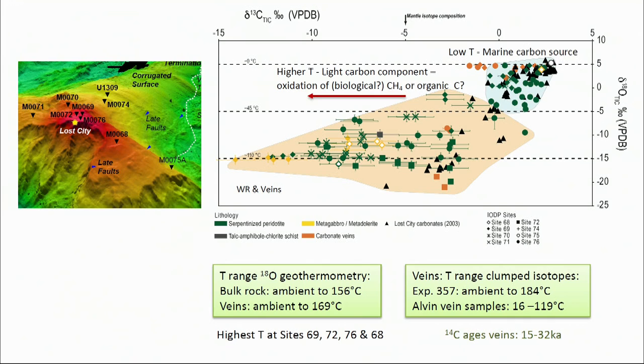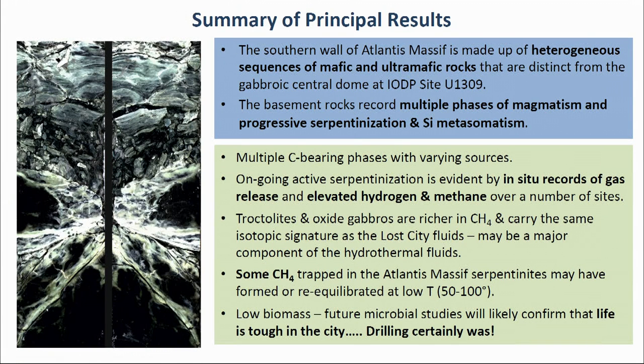and they record early higher temperature stages of alteration. So just to summarize that, we do find evidence of ongoing serpentinization. Our results of crushing tend to indicate that maybe the methane, at least the methane, may be coming out of the oxide gabbros and the troctolites more than actually the serpentinites, and that some of this methane may have re-equilibrated or formed at lower temperature.